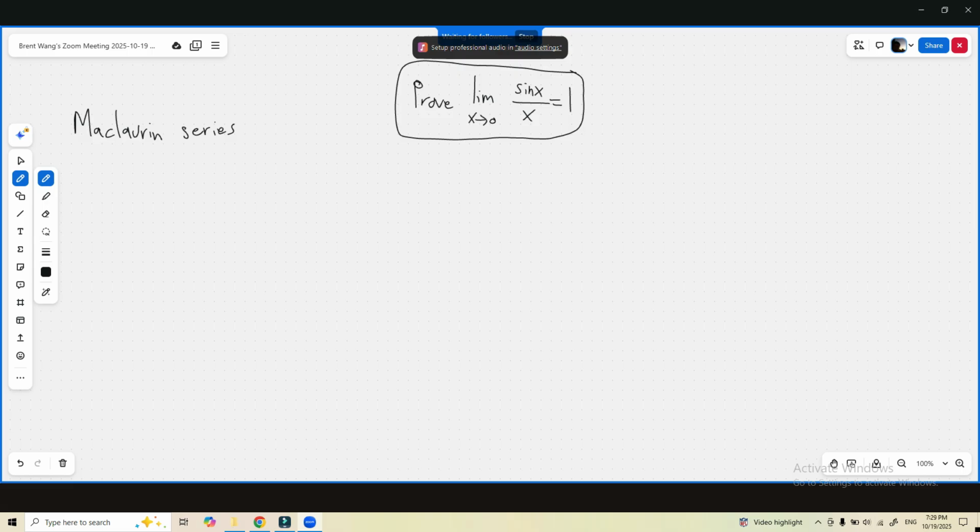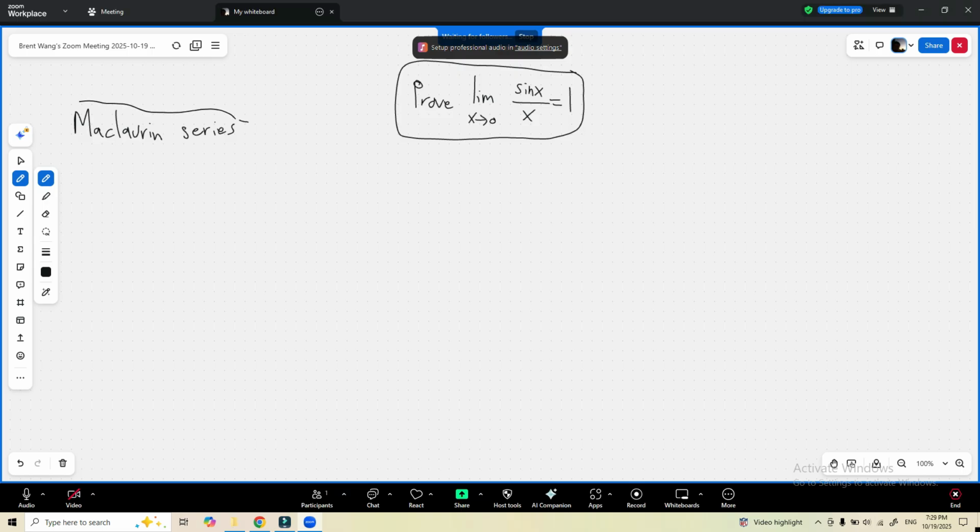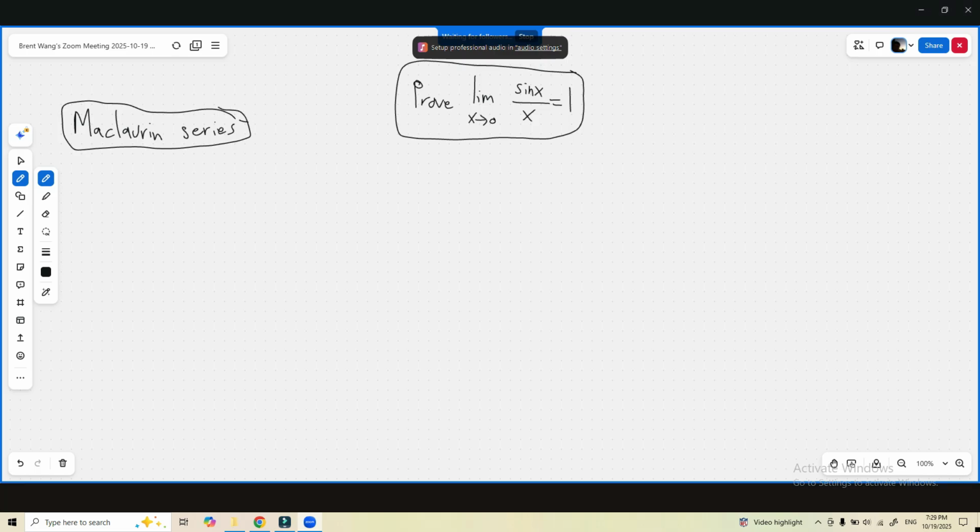The fourth way we can do it is through the Maclaurin series. The formula for the Maclaurin series is f of x is equal to the summation from n equals 0 to infinity of the nth derivative of f at 0, times x to the n over n factorial. So here we have f of x is equal to sine x, f prime of x is equal to cos x, f double prime of x is equal to negative sine x.